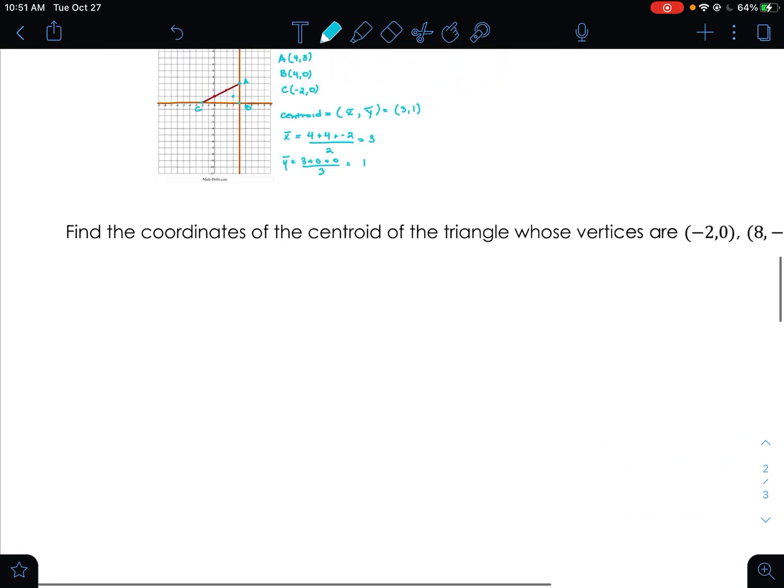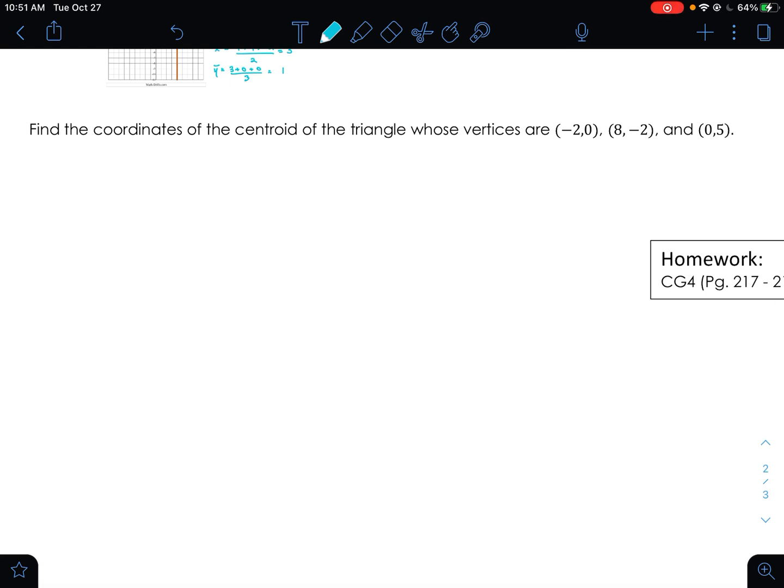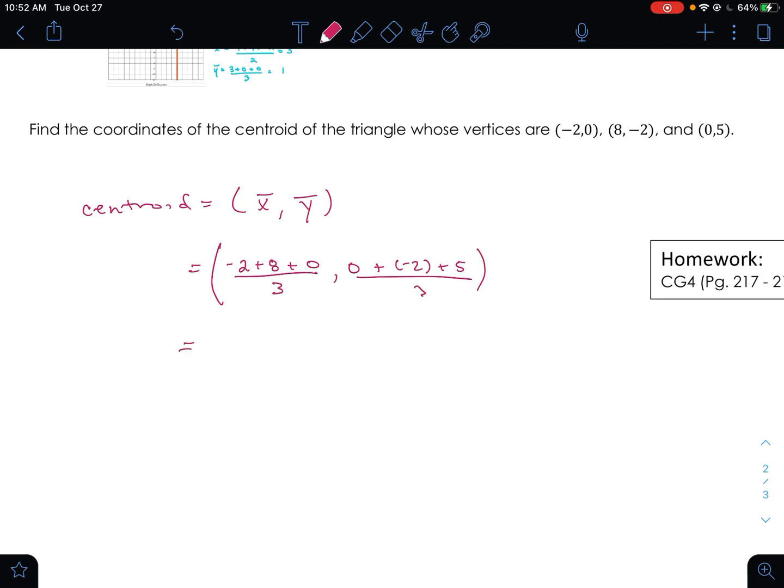All right. Now, we have this next problem. It says find the coordinates of the centroid of the triangle whose vertices are negative 2, 0, 8, negative 2, and 0, 5. Again, we know that the centroid of a triangle is equal to the average of the x coordinates and the average of the y coordinates. So we have negative 2 plus 8 plus 0 divided by 3, and we have 0 plus negative 2 plus 5 divided by 3.